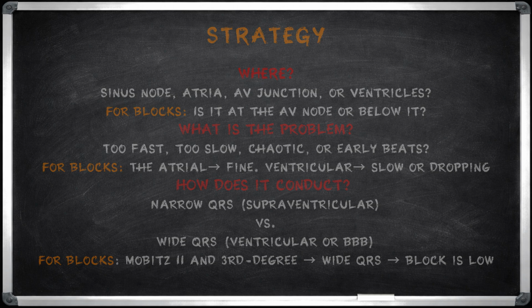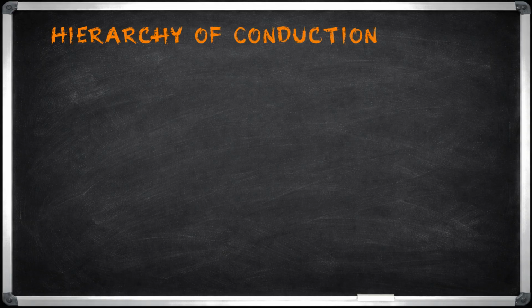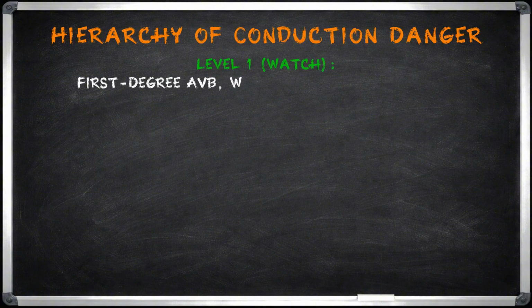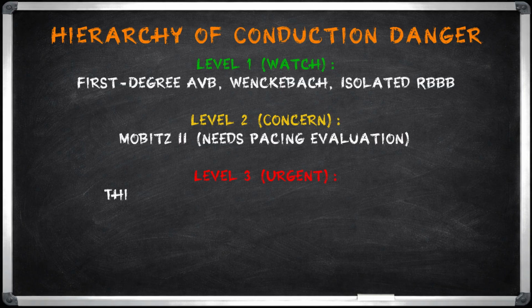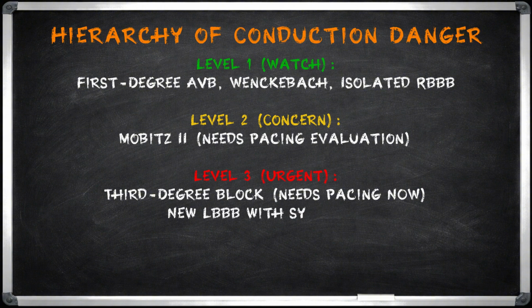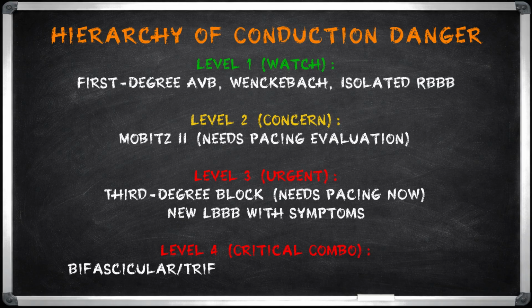Let's do it as short as possible. The hierarchy of conduction danger, from least to most dangerous. Level 1, just watch. First-degree AV block, Wenckebach, isolated right bundle branch block. Level 2, concern. Mobitz II needs pacing evaluation. And level 3, urgent. Third-degree block needs pacing now. New left bundle branch block with symptoms. And level 4, critical combo. Bifascicular or trifascicular block with syncope.